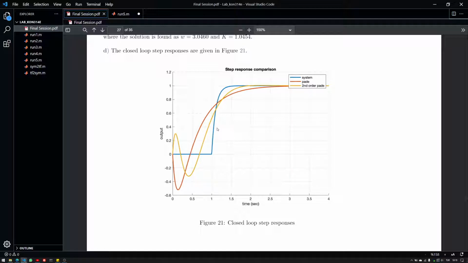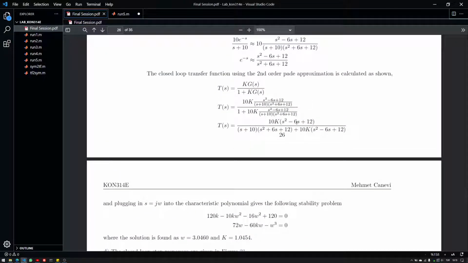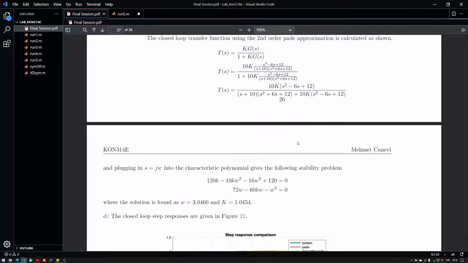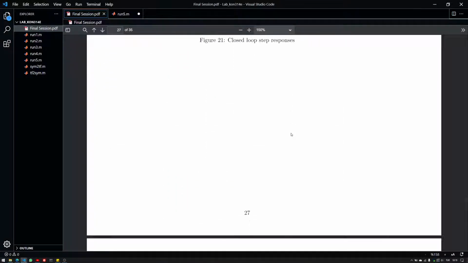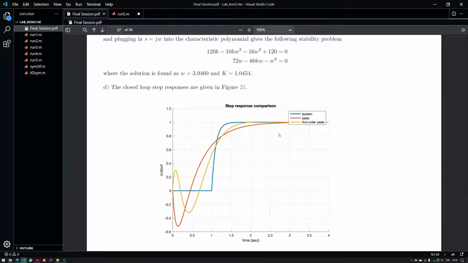So having higher order Pade approximations is possible, but you can see that the workload becomes heavier and it's not really meant for designing controllers because there are too many poles and zeros to handle. So yeah, that concludes this question. We will continue with Q7.